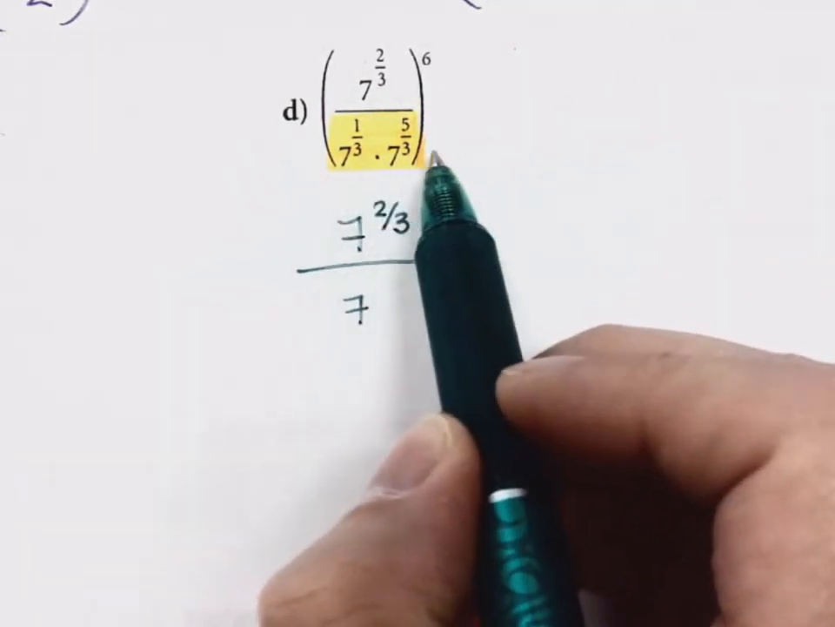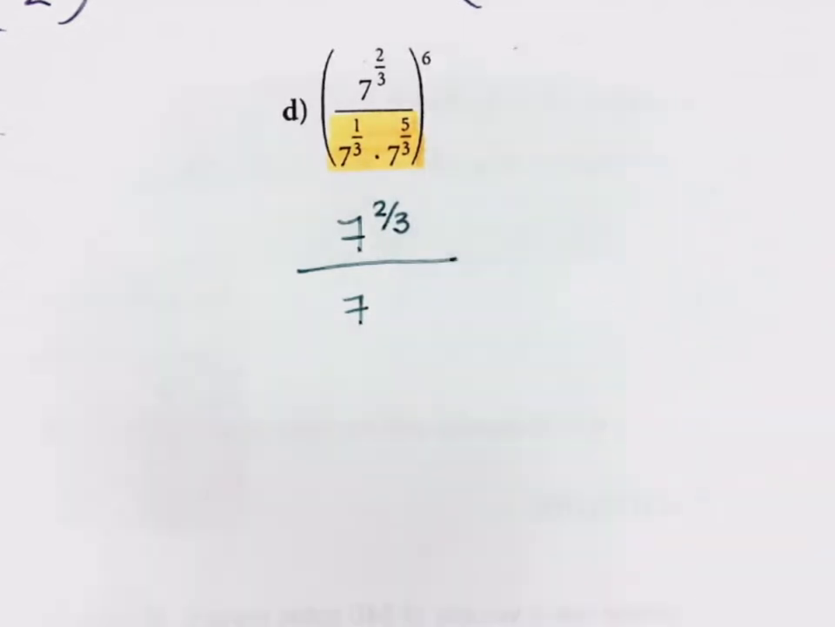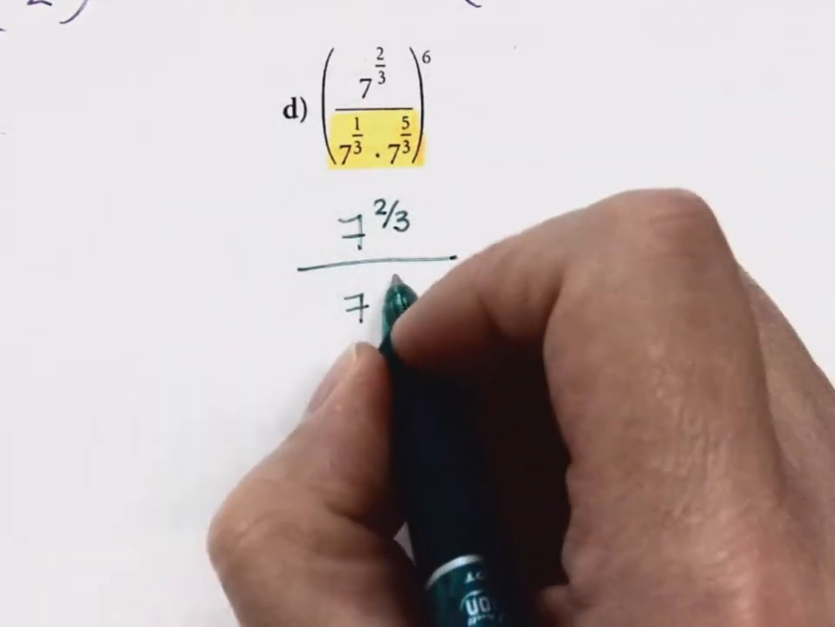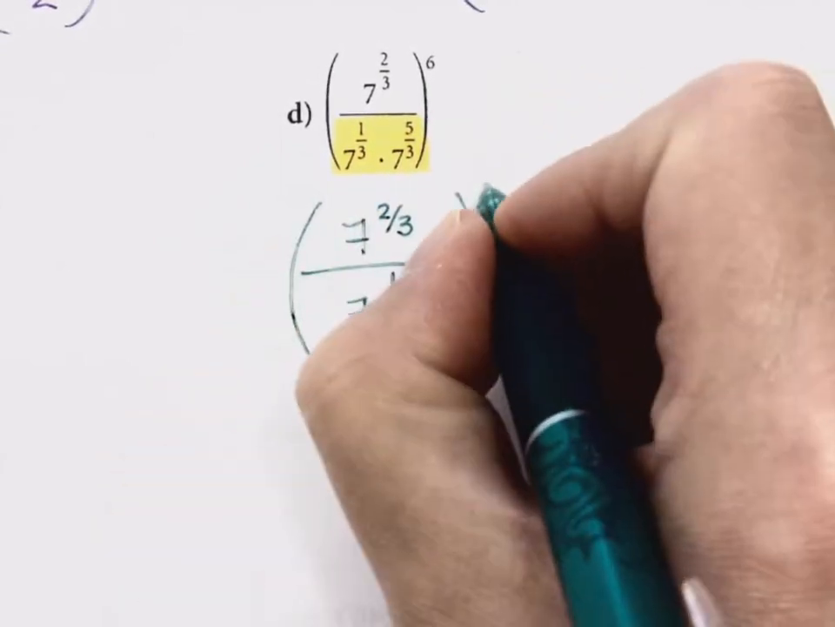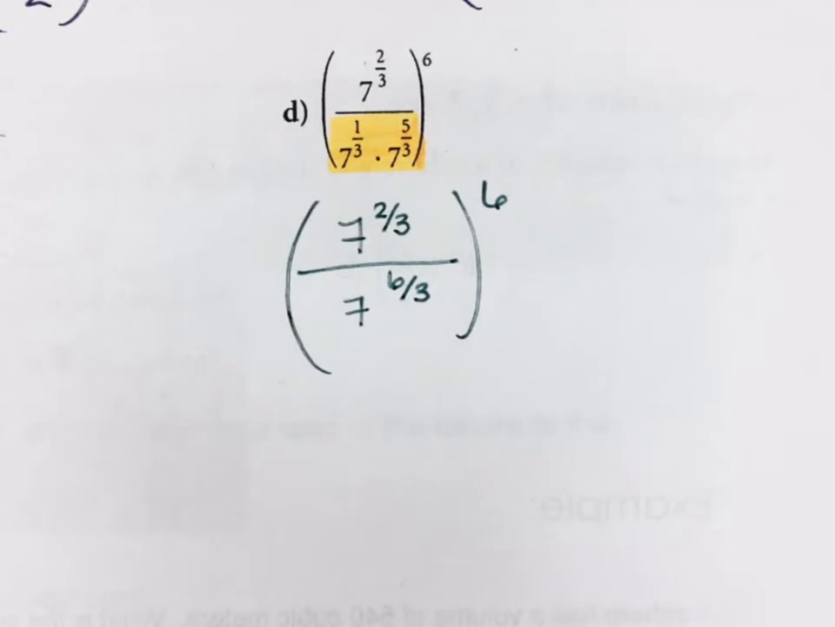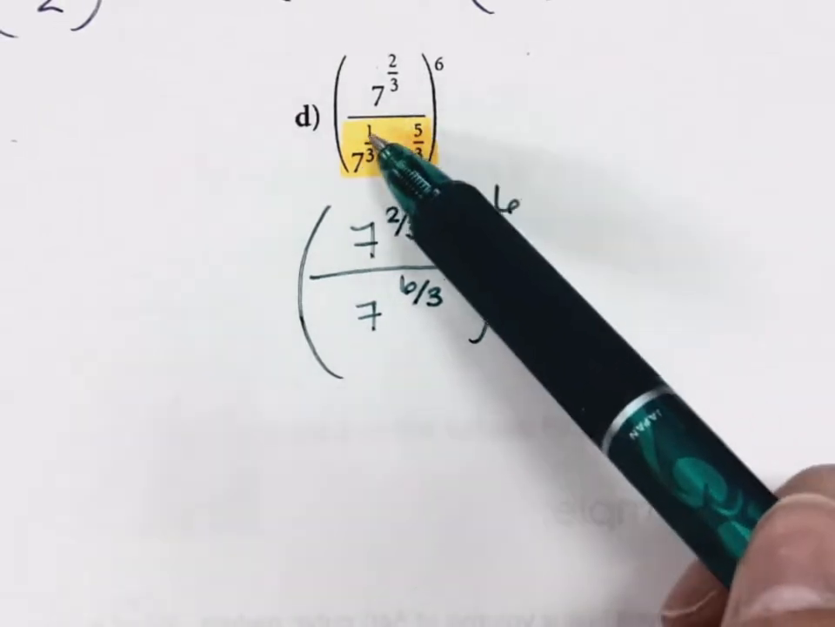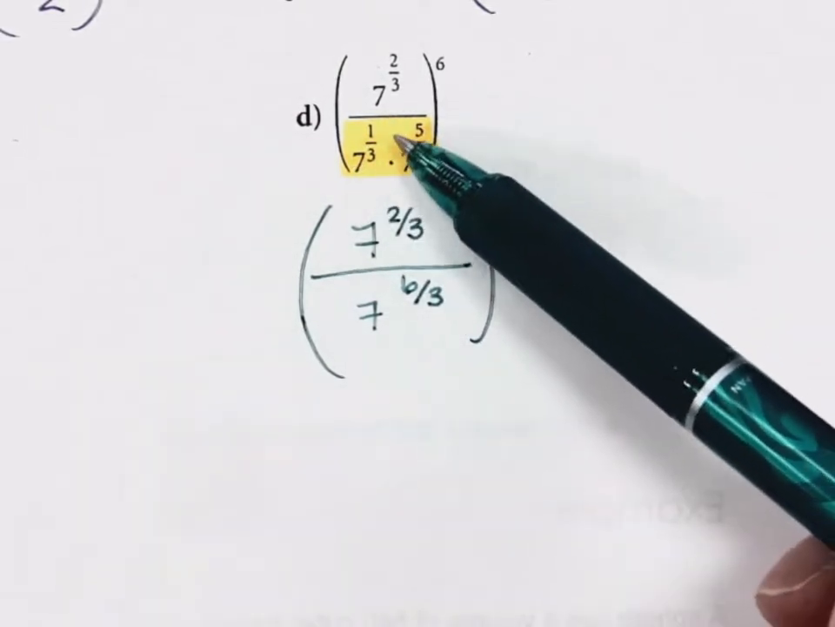Okay, they both have denominators of 3. So that's good. I don't have to find a common denominator. So I'm going to have 6 over 3, and then that's all to the exponent 6. How do you get 6? What's 1 plus 5? 6. Okay, that's how I got it. So when you're adding fractions, they have to have a common denominator, but I think we all know that.